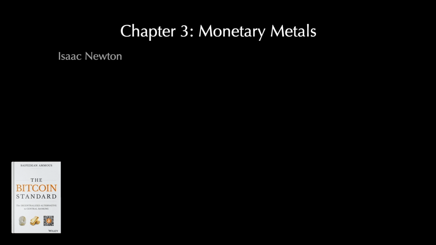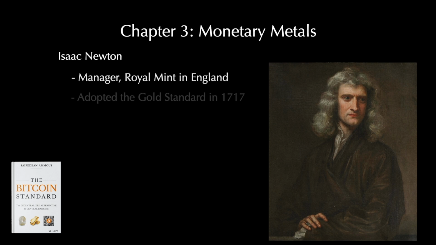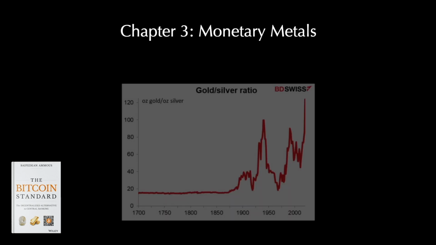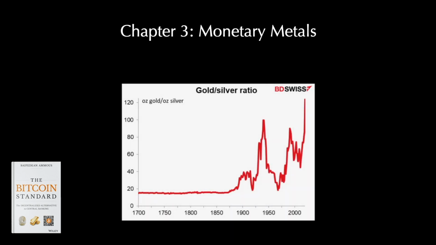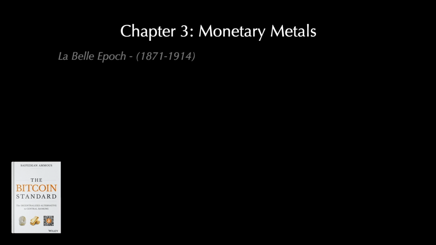Isaac Newton, who was also the manager of the Royal Mint in England, adopted the gold standard in 1717, which is why England had economic supremacy in the region. This led to many other European nations adopting the gold standard. This chart shows the price of gold in terms of silver. This shows that silver is losing its value relative to gold over time. Because of this, countries like China that adopted the silver standard lost much of their wealth to countries on the gold standard.